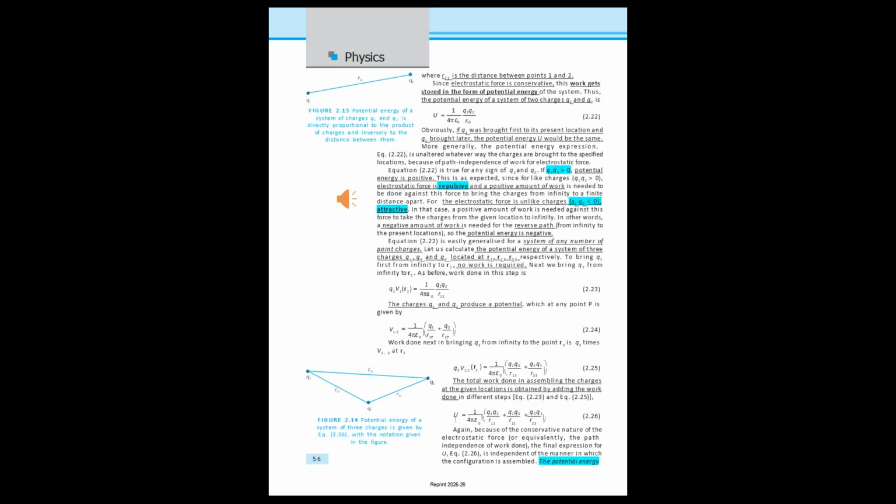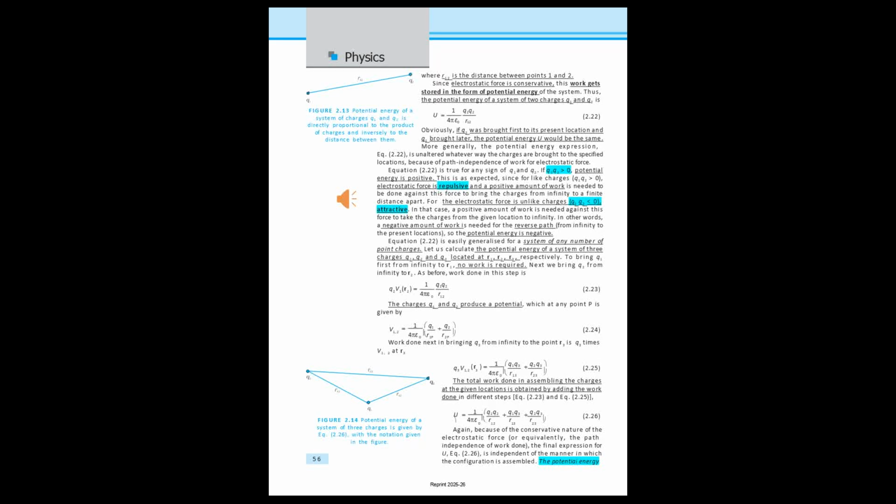Equation 2.22 is true for any sign of Q1 and Q2. If Q1 Q2 is greater than 0, potential energy is positive. This is as expected since for like charges, Q1 Q2 is greater than 0, electrostatic force is repulsive and a positive amount of work is needed to be done against this force to bring the charges from infinity to a finite distance apart.